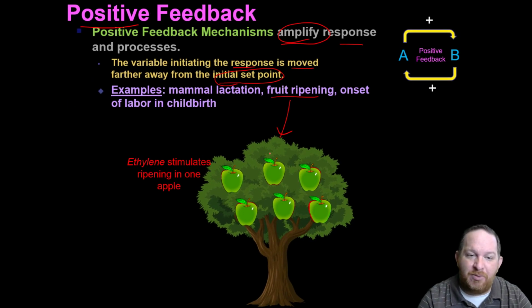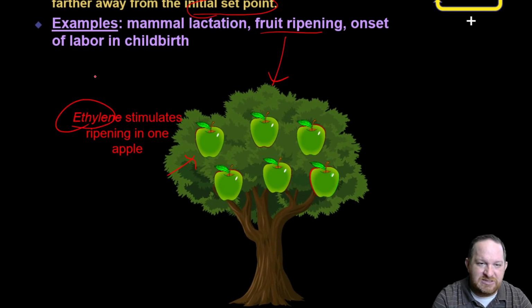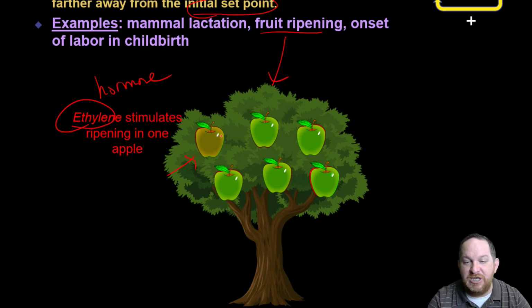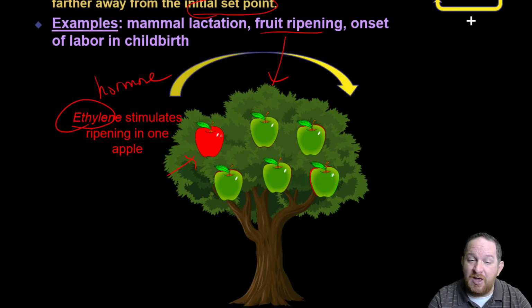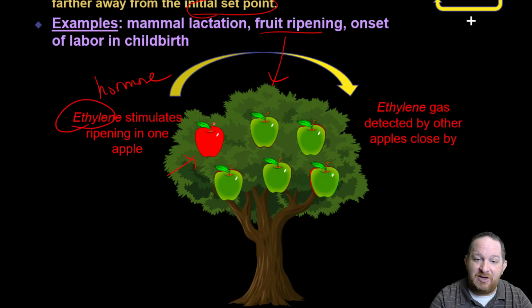Well, one apple that you might have, ethylene, a hormone, is released, and that stimulates the ripening in one apple. So it starts to ripen, develops into that delicious sweet apple that we like to eat. Well, once this has started, because that ethylene was released, it starts to stimulate these others that are close to it. So the ethylene gas, this hormone, is detected by these apples that are closer by.